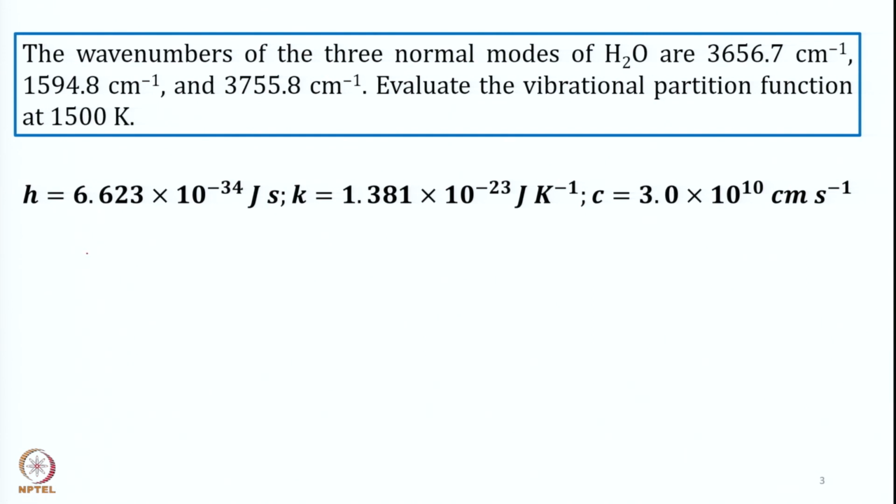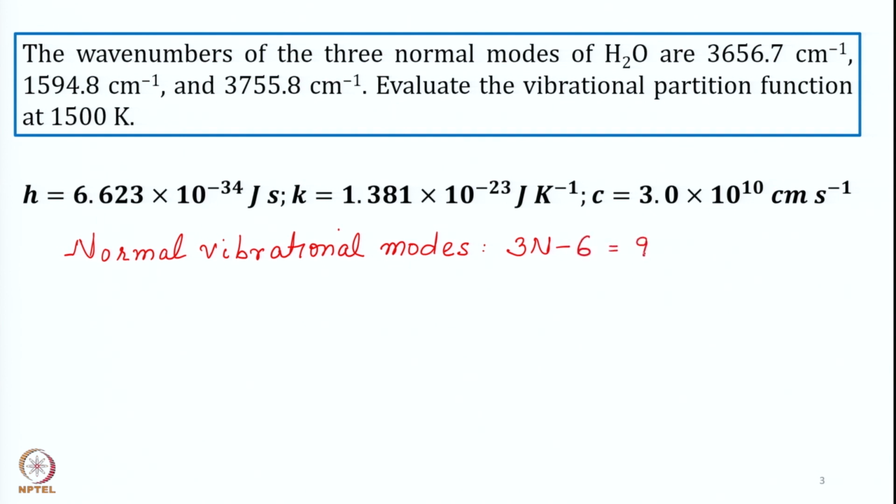So therefore, normal vibrational modes can be calculated by 3n minus 6 for a non-linear one. There are 3 atoms in water, so 9 minus 6 is equal to 3. These 3 normal modes vibrate at the frequencies which are given.